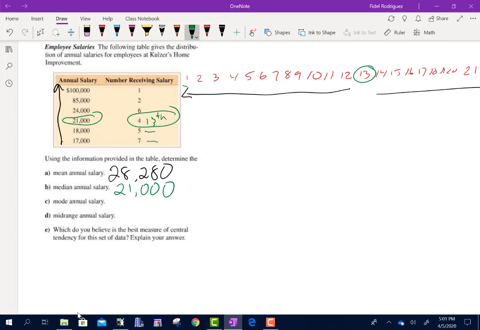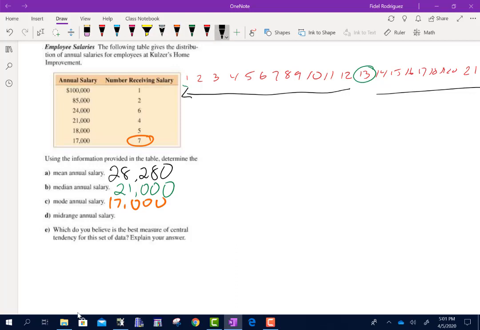Now, the mode. The mode should be a little easier to find. Remember what the mode is. The mode is the number that occurs the most often. So I'm going to look here and say, look, that's the number that occurs the most often. So 17,000 is going to be my mode, okay?